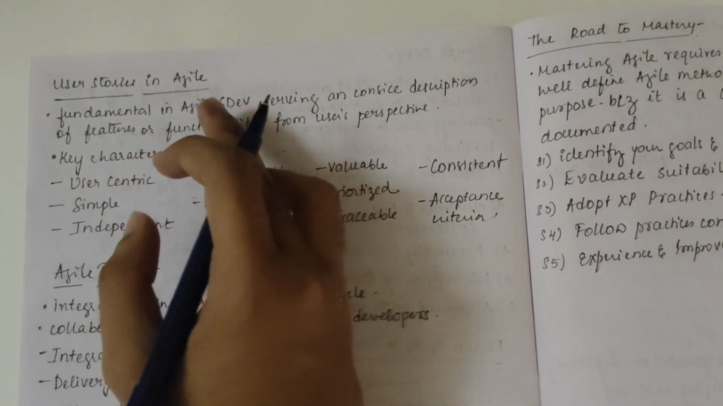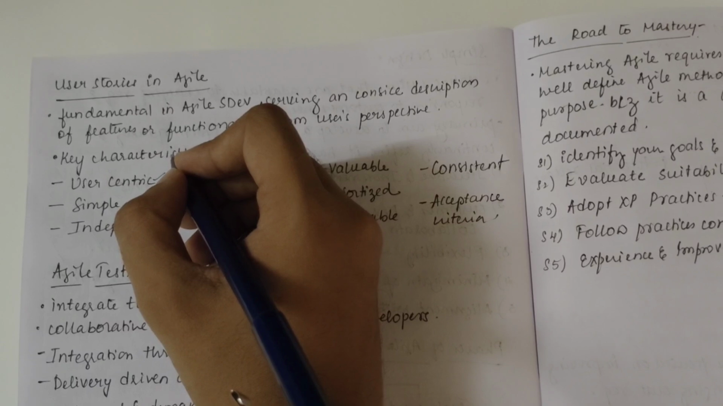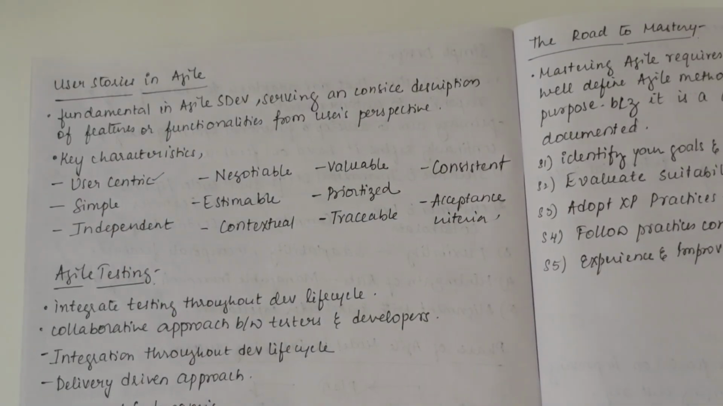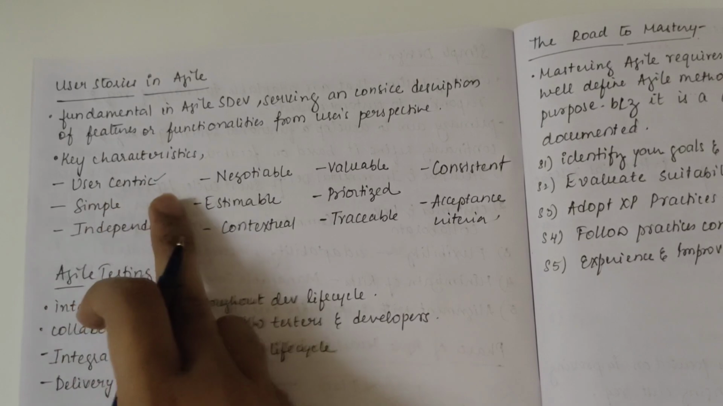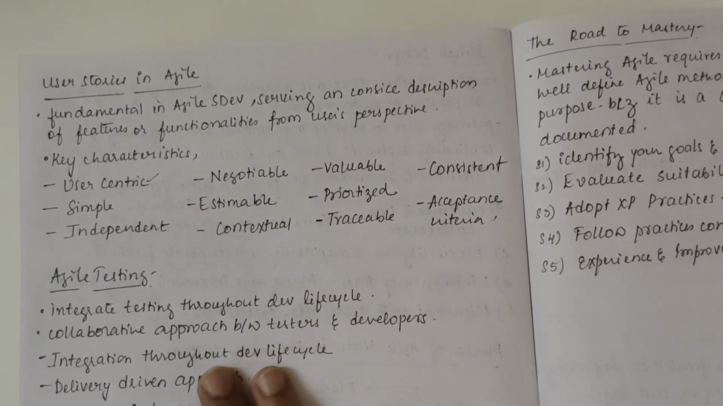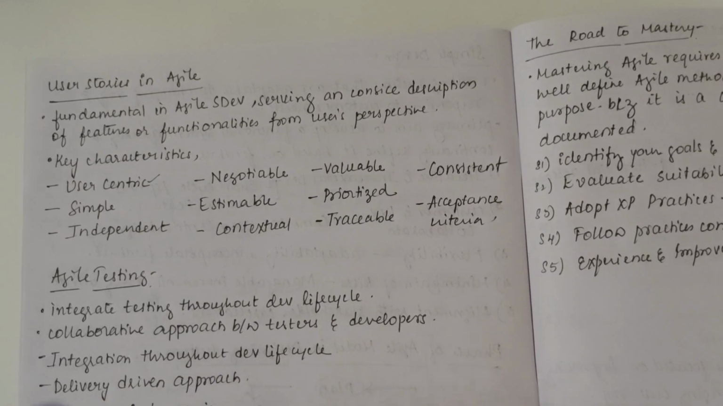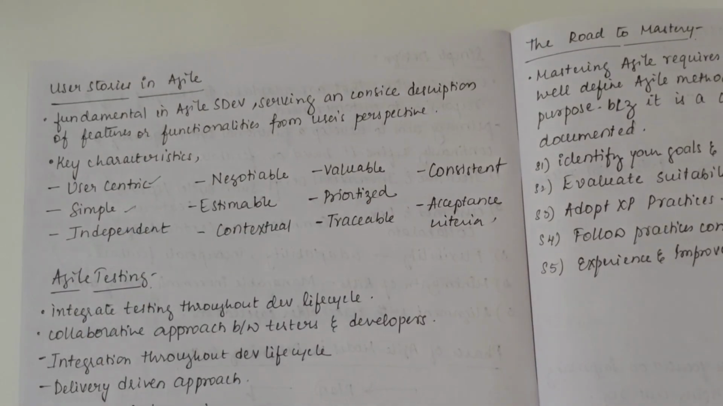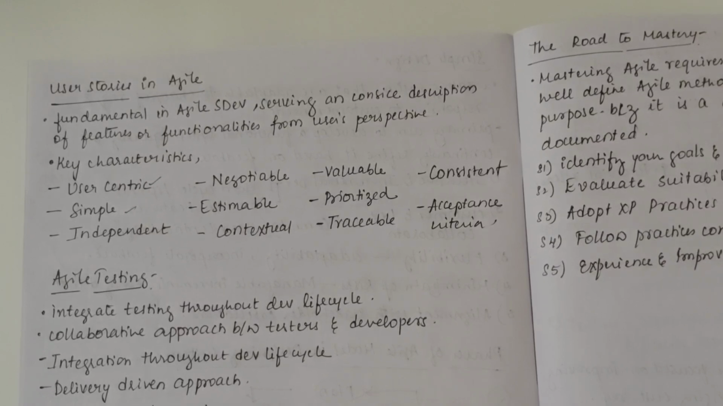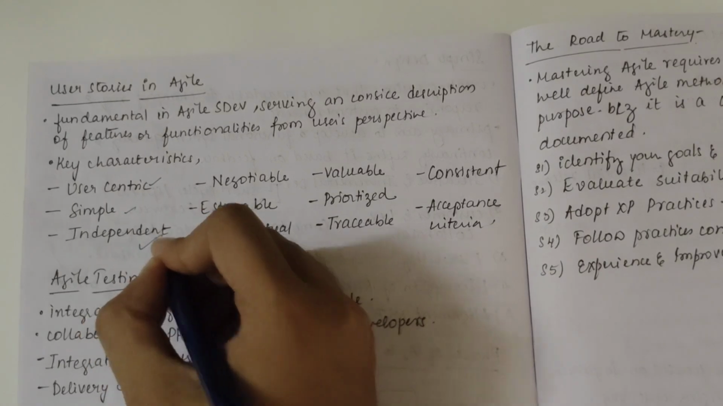So what are the key characteristics of user stories? It has to be user-centric. We need to make sure that while we are designing the user stories, they are from the user's perspective. That is, we should address all the user-related queries, and all the user-related inputs should be taken. Then it has to be simple. The user story which we come up with should be simple to understand for the developers as well as the stakeholders.